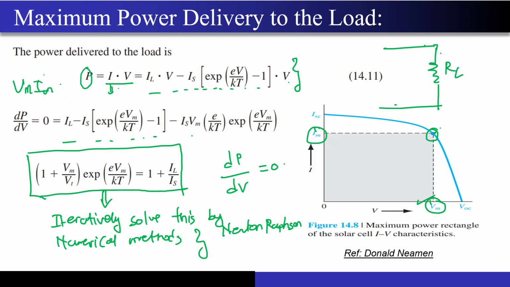And how to solve for this Vm and Im? You have to solve this equation iteratively, right? So I hope this point is very much clear to you, right?